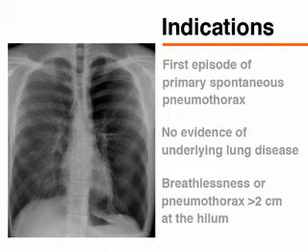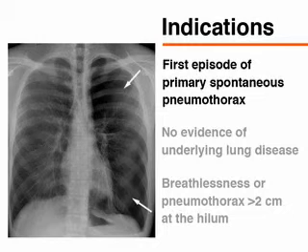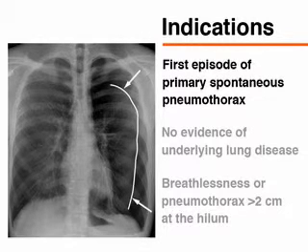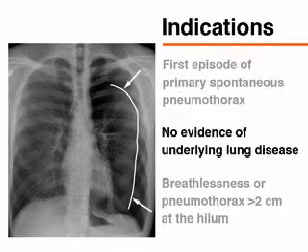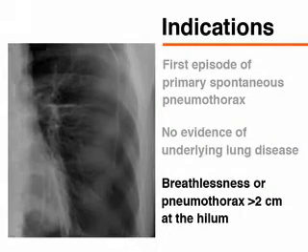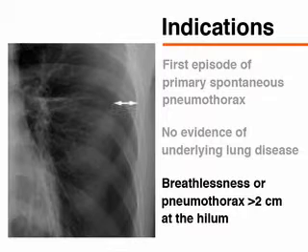Needle aspiration is appropriate for patients with their first episode of primary spontaneous pneumothorax. These patients should have no evidence of underlying lung disease and should either exhibit breathlessness or have a pneumothorax consisting of a rim of air of more than 2 centimeters measured at the level of the hilum.